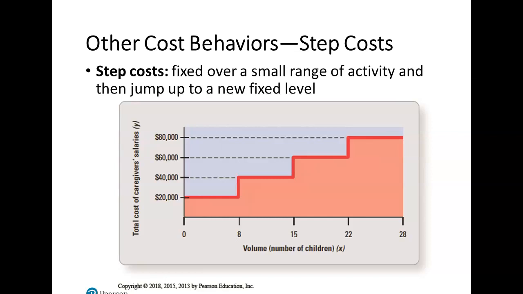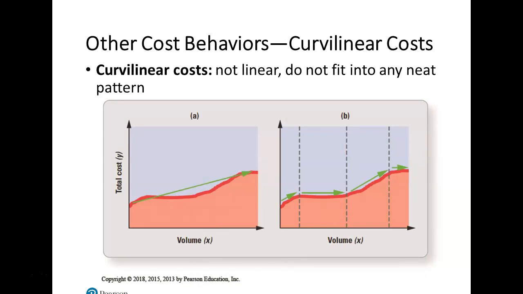Some costs are not fixed in total. Some costs are step costs. They are fixed for a small range of activity, and then they jump up to a new level of activity. Know those kinds of costs and how they look on a graph. So some are curvilinear.